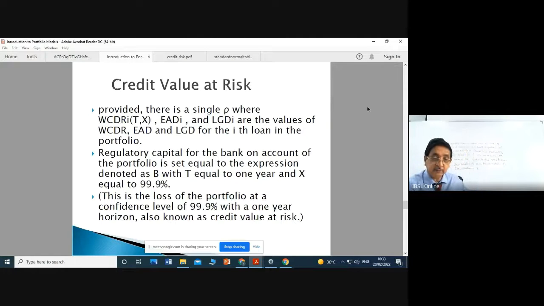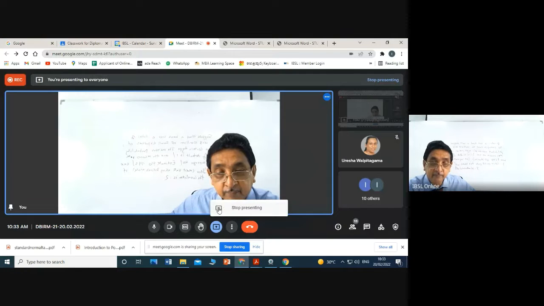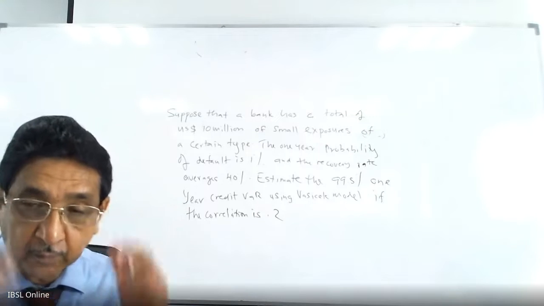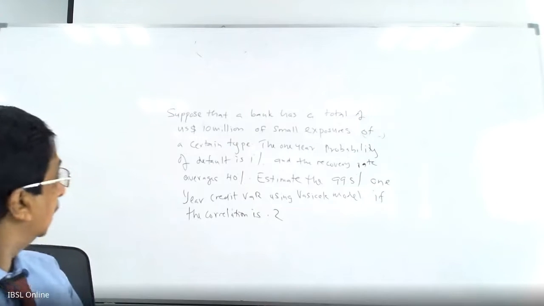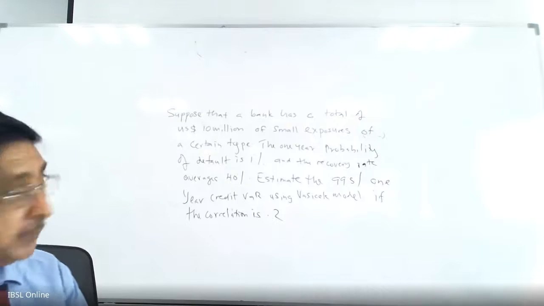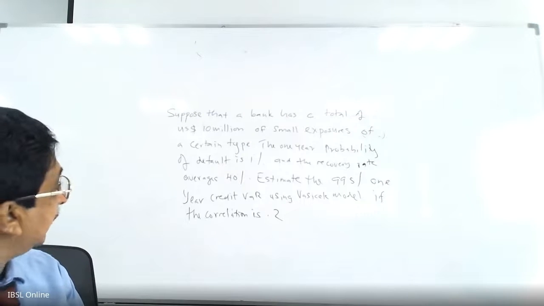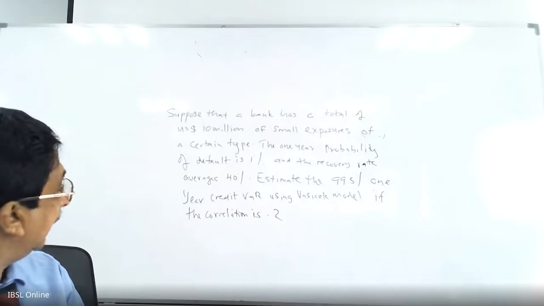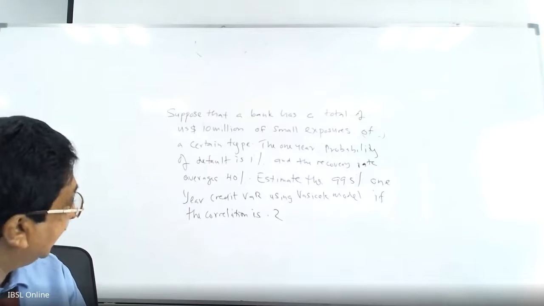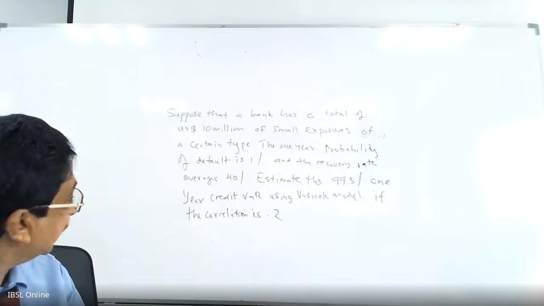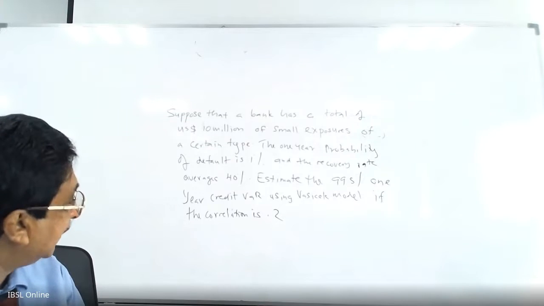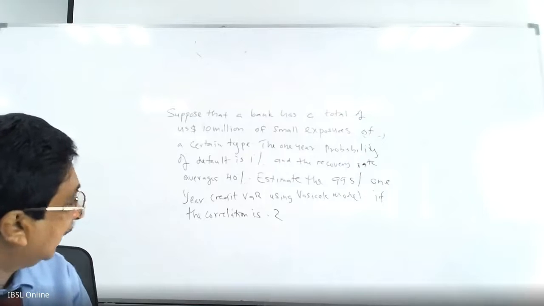Now just look at the sum given on the board. I will read it for you. Suppose that the bank has a total of $10 million of small exposures of a certain type. The 1 year probability of default is 1% and the recovery rate averages 40%. Estimate the 99.5% 1 year credit VaR using the Vasicek model if the correlation is 0.2.